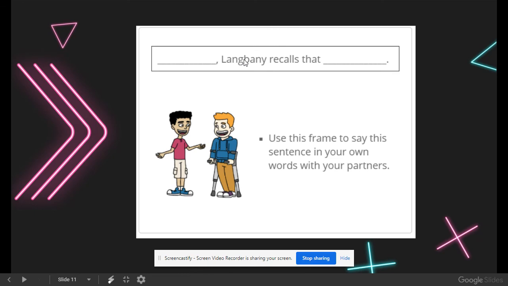What is the similarity between Grace's experience and Salva's experience? Try to use a sentence like this to write about that similarity.